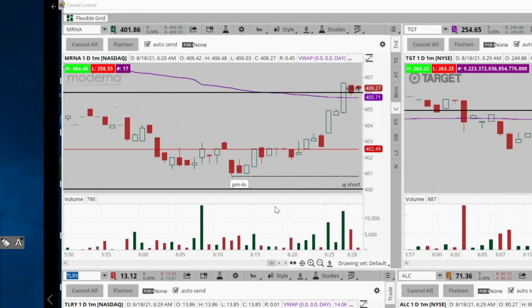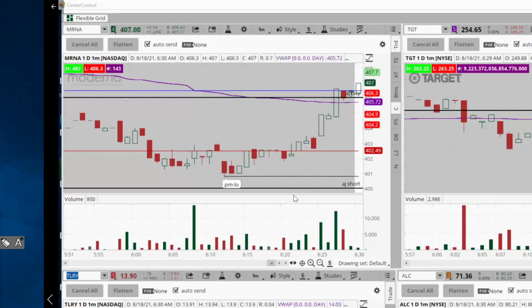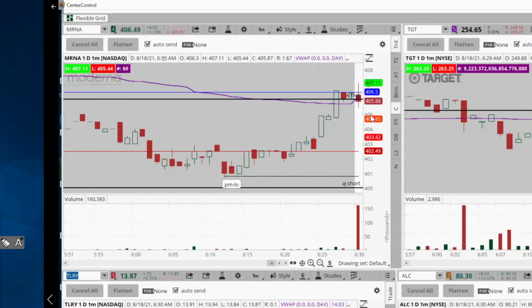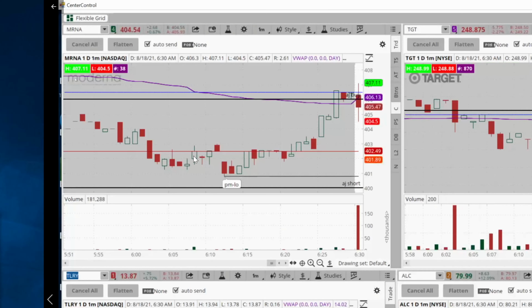So this is MRNA. When the market opens, see, it was making a pop and then drop back down. And that's what I would like to see. I would like to see it drop back down. Then it will create this red to green range for me. So I pause the video and then it did more.